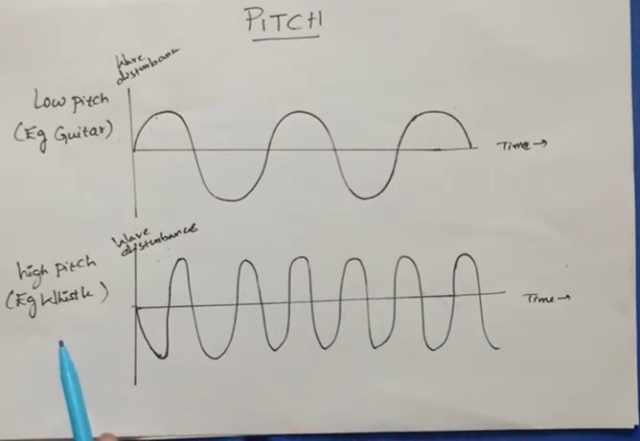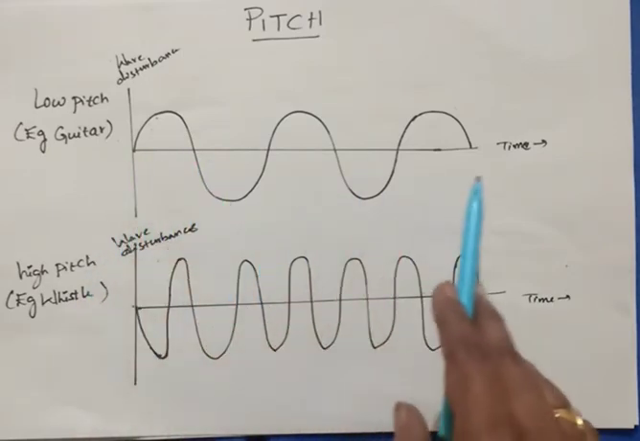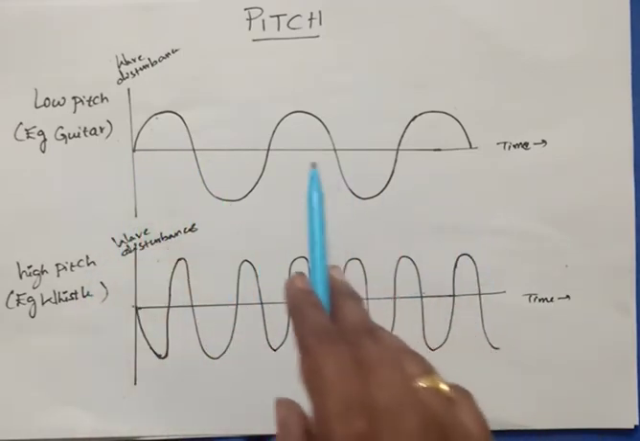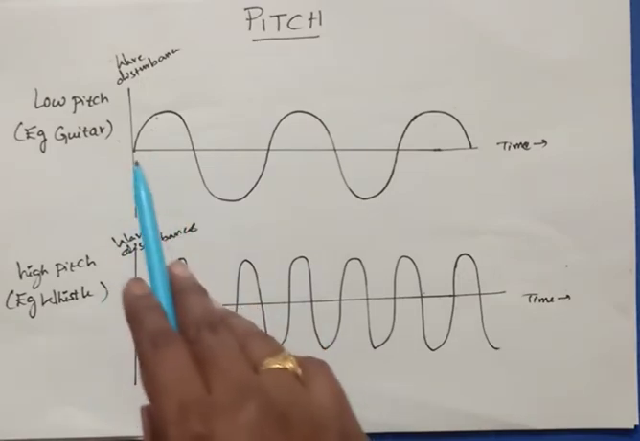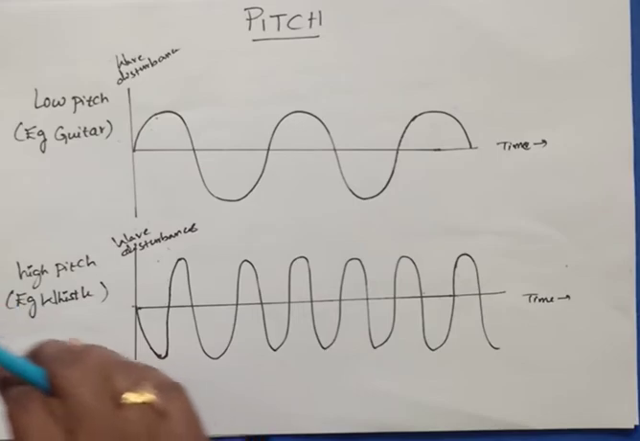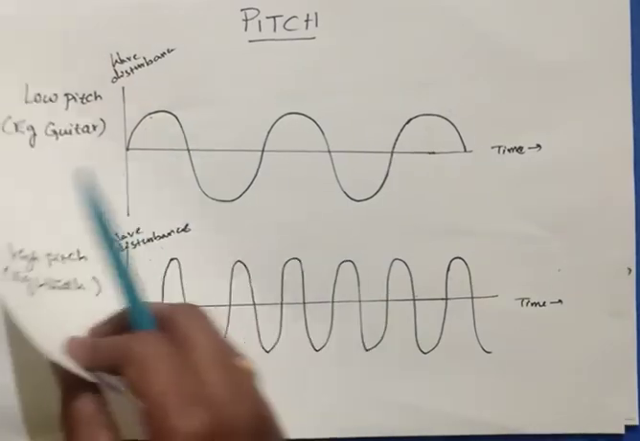In case of whistle, low pitch, the number of waves is less. So the frequency is less for guitar and more for whistle. Hence guitar has low pitch and whistle has high pitch.